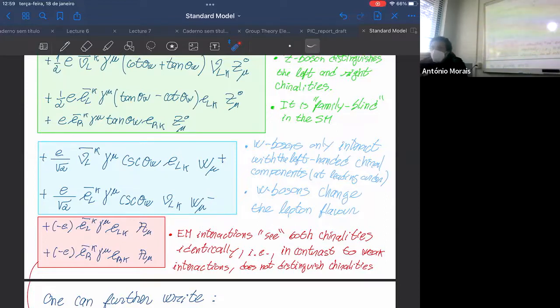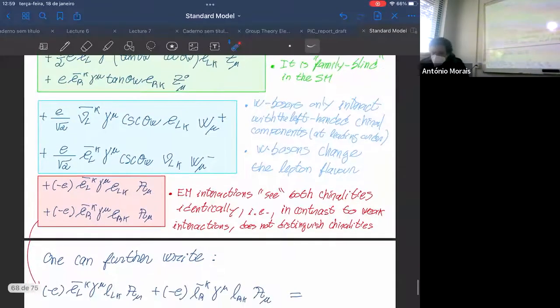Also, W bosons, look at this, because they are charged, they allow an interaction where you are changing a neutrino into a lepton or a lepton into a neutrino, depending on how you see the interaction. So these are flavor changing interactions. Also, electromagnetic interactions, on the other hand, see both chiralities identically. In contrast to weak interactions, they do not distinguish chiralities. So the electromagnetic are agnostic to that.